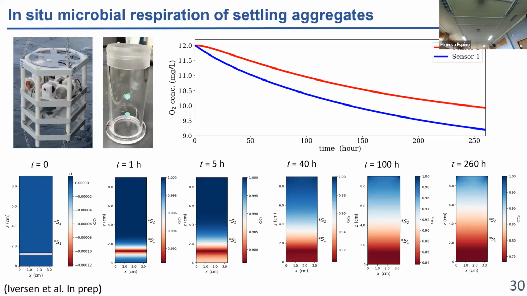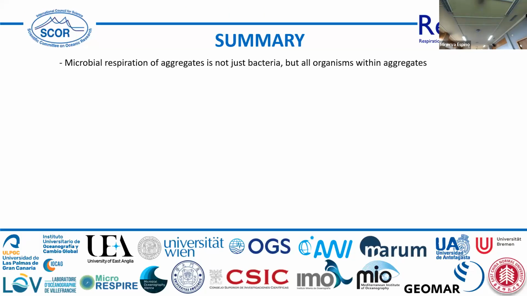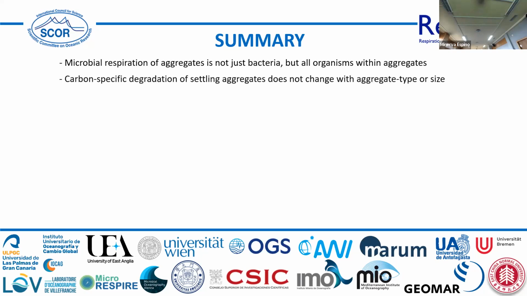So we are hoping to be able to then have size and settling, types of aggregates, and microbial respiration and carbon content, and have that also matching. And that's it. This is the summary. In summary, microbial respiration of aggregates is not just bacteria, but all organisms within aggregates. The carbon-specific degradation of settling aggregates, at least in our case, doesn't seem to change with aggregate type or size. Carbon-specific degradation decreases with decreasing temperature, which is maybe not a surprise.